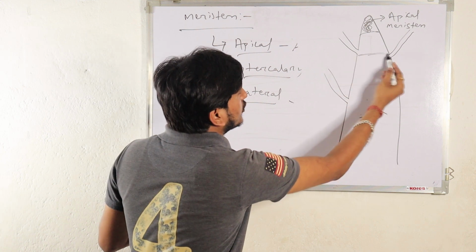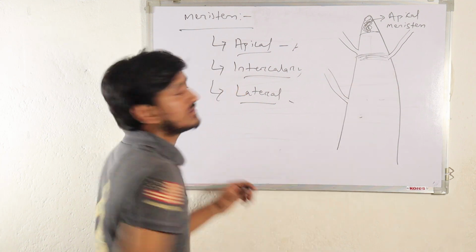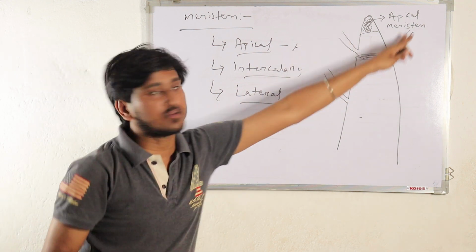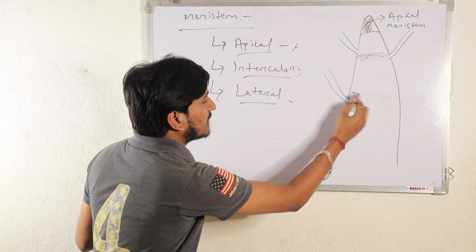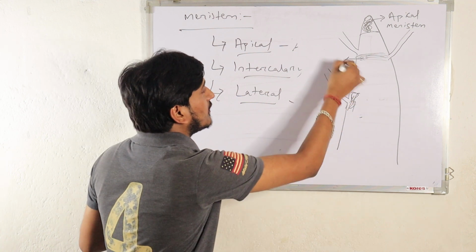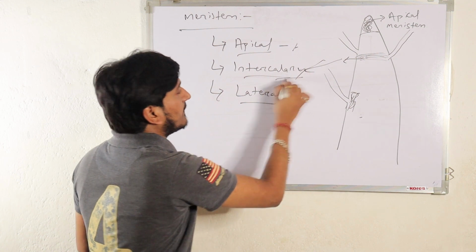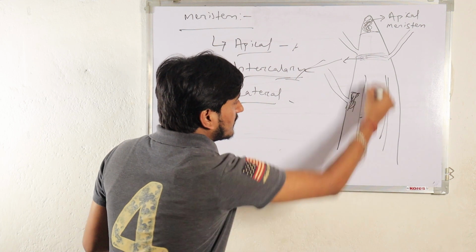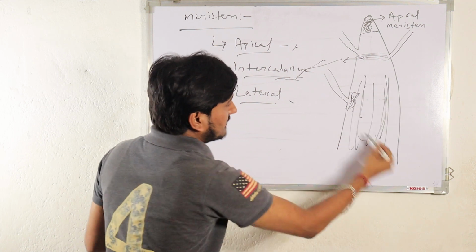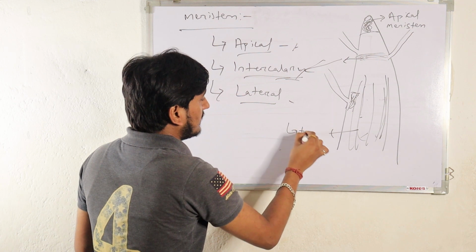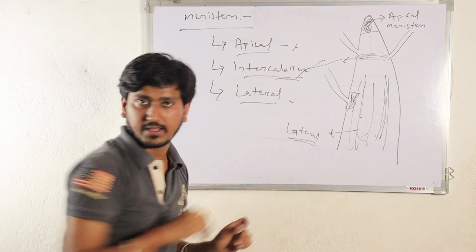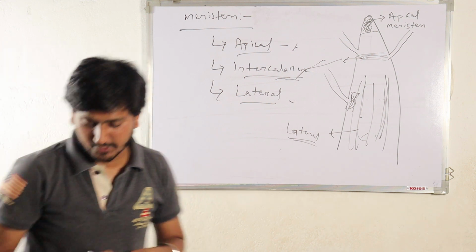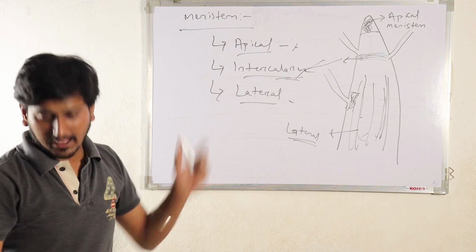Within the nodes and internodes, nodes and internodes are those regions in a plant from where new plant parts arise. As you can see, it is branching from here, which means here the nodes and internodes parts are there. Okay, at these regions we can see the intercalary meristem, the second type. Okay, and within the lateral regions, at the tip part or the lateral parts, we can see the lateral meristem. Okay, lateral meristem, which helps in increasing the girth of the stem.